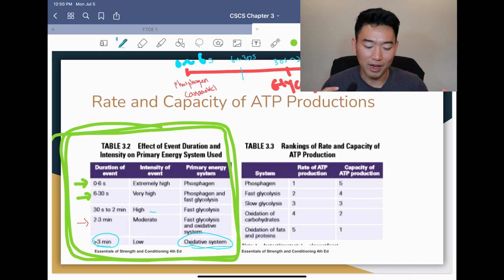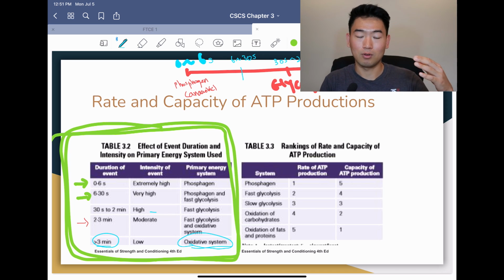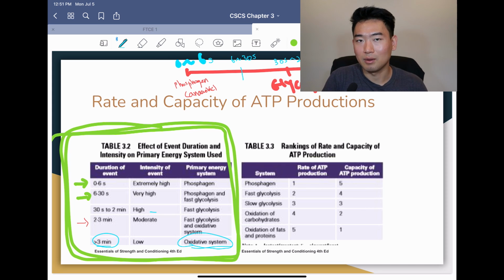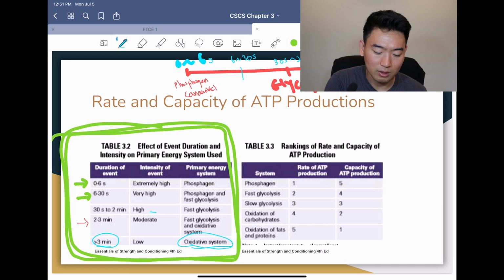All right, so next up, we're going to look at the rankings of rate and capacity of ATP production. Even before looking at this chart, just know that they are inversely related, meaning the rate at which a system can make ATP, how fast it can make it, is inversely related to how much ATP it can make. And so if the phosphagen system makes ATP relatively quickly, it means that it can't make as much ATP as the oxidative system. Okay, it's going to make more sense as we look at this chart.